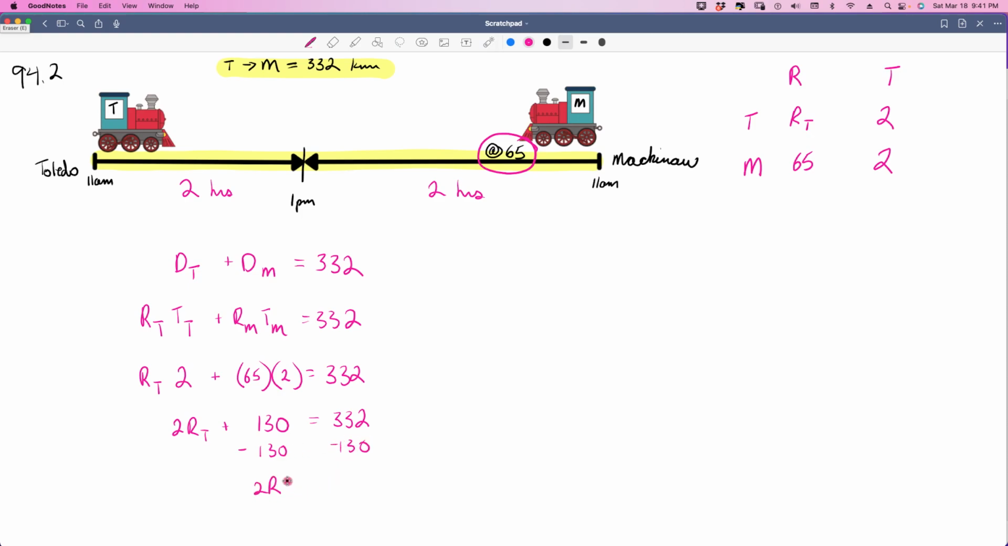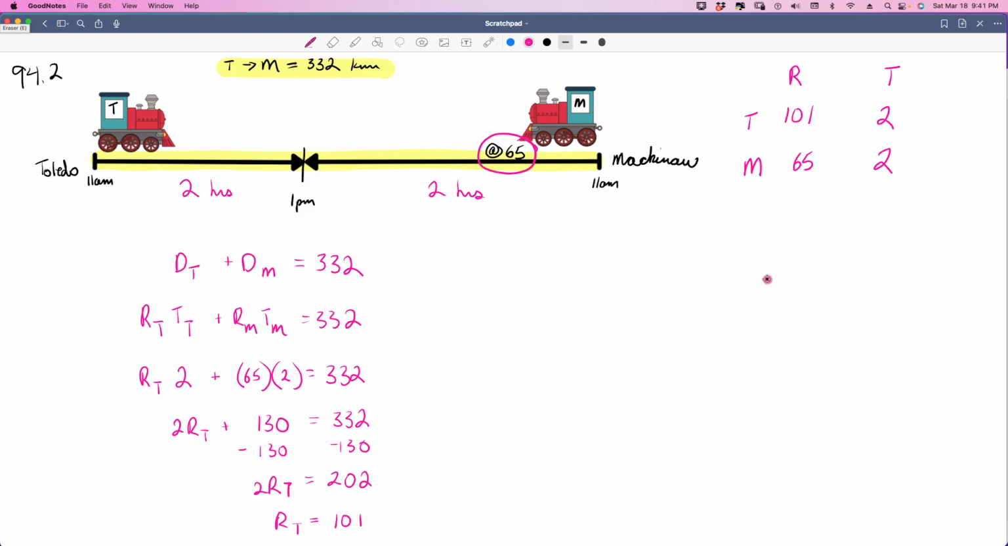And 2 times RT is equal to 202. So if we divide both sides by 2, which we can pretty much do in our head, the rate of the Toledo train is 101 kilometers per hour. So this is not accurate, is it? Because if he's going faster, then he would have traveled further. I didn't do my drawing very well, but it still illustrates the point, which is that they were unequal lengths of distance. So let's put that in for our rate for the Toledo train, 101.